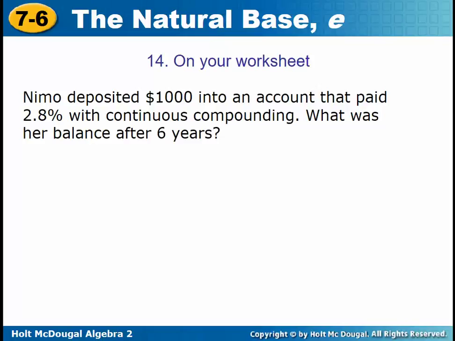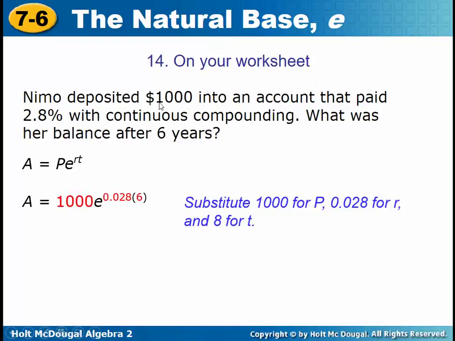All right, here's a problem from your worksheet. Nemo deposited $1,000 into an account that paid 2.8% interest with continuous compounding. What was her balance after 6 years? First you write down your formula, A equals P times e to the rt. Our original amount, our principal, is 1,000. Our interest rate, our r, is 0.028, and this is 6 years. So you plug all those values in. Then you use your calculator.